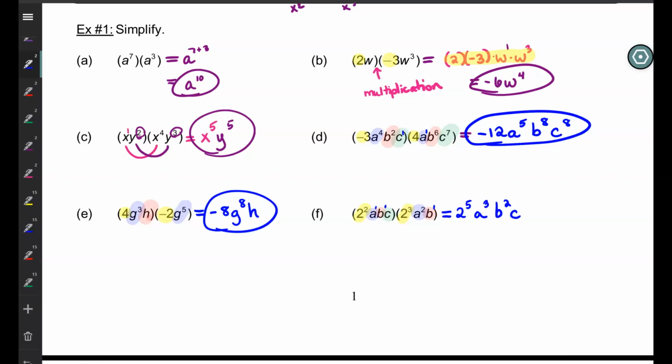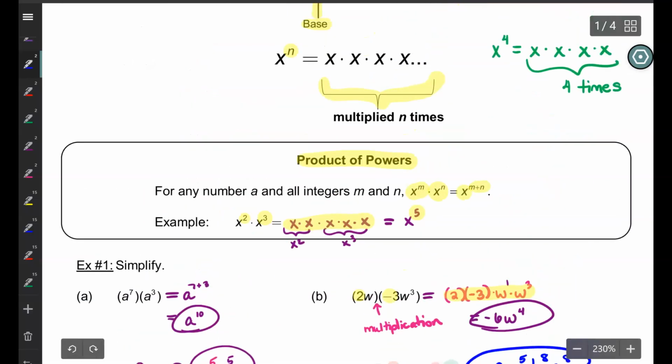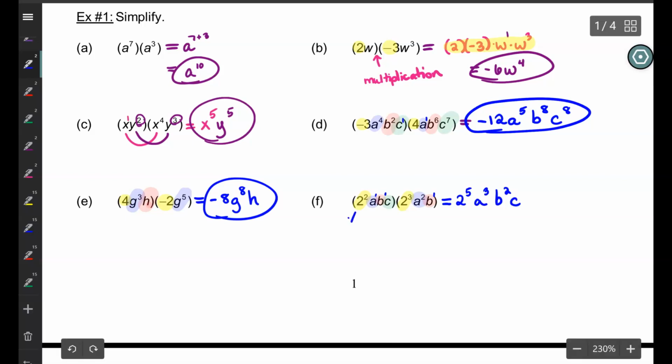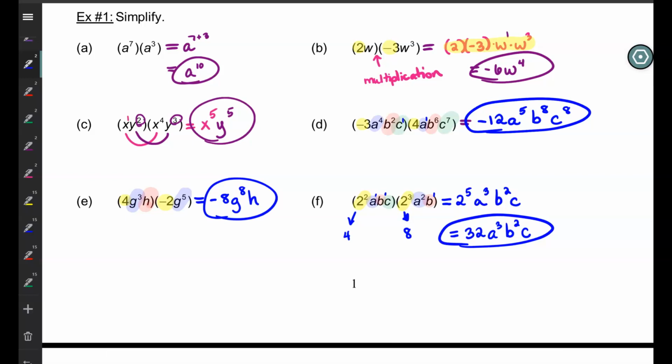Now, if I have numbers, I actually want to multiply those out. Now, what you could do, I could do 2 times 2, that's 4. And 2 to the third, that's 2 times 2 times 2, which would be 8, and then multiply those. Or use your calculator, you can put in 2 to the 5th power. That's going to be 32. So again, if you have numbers, multiply those out. Otherwise, leave all the variables with the exponents.